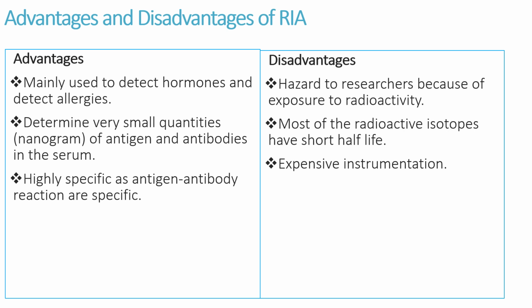This technique is hazardous to researchers because of exposure to radioactivity. Most of the radioactive isotopes have a short half-life, and the instrumentation like Geiger-Müller counter and gamma counter is very costly. That's all for the radioimmunoassay technique.